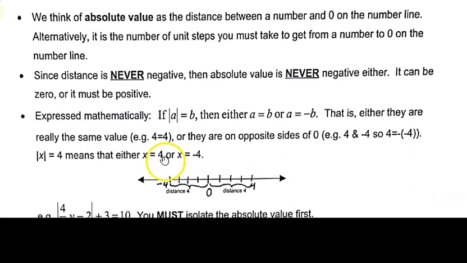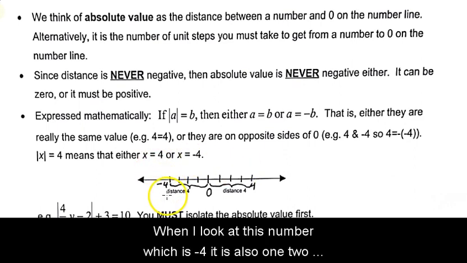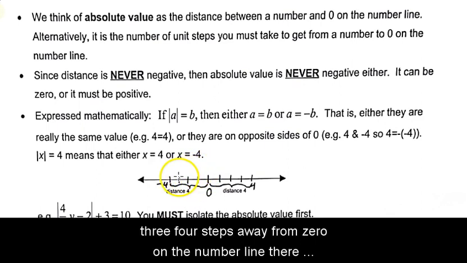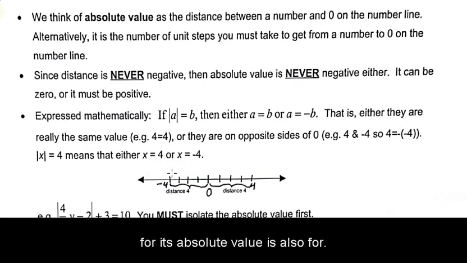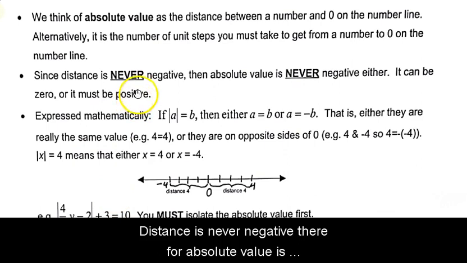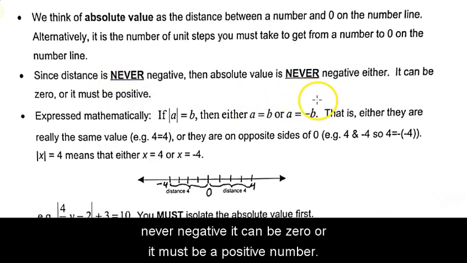is 4. When I look at this number, which is -4, it is also 1, 2, 3, 4 steps away from 0 on the number line. Therefore, its absolute value is also 4. Distance is never negative. Therefore, absolute value is never negative. It can be 0 or it must be a positive number.